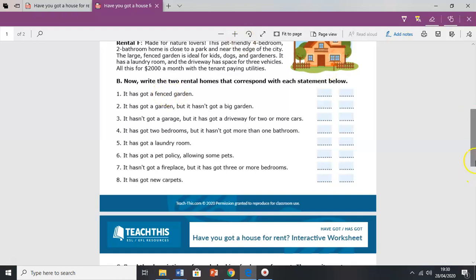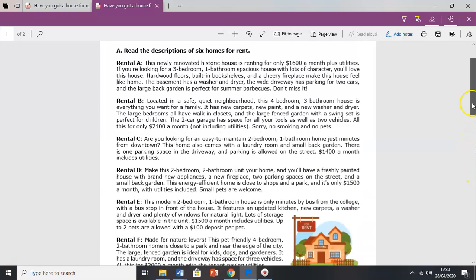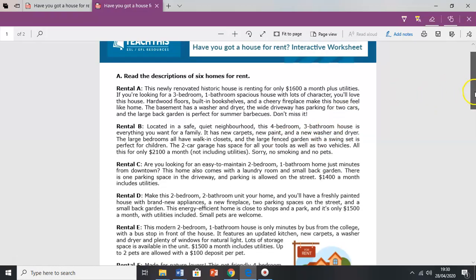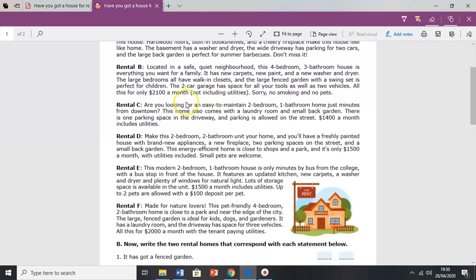So let's go back up very quickly. I'm going to do this one with you and have a little look. So now we're looking for fenced. Fenced. Large back garden. Nothing about fenced. Let's look at the second one. Here we go. Fenced. A fenced garden with a swing set. I don't need to look at any more there. If it's a good neighborhood, we have a fenced garden. So there's one. B. Remember that. B. Let's look for the second one.